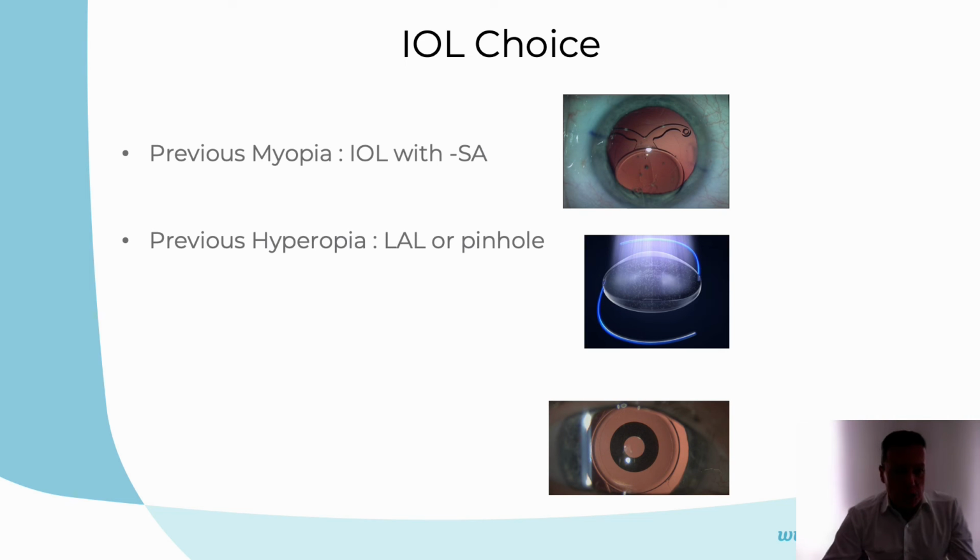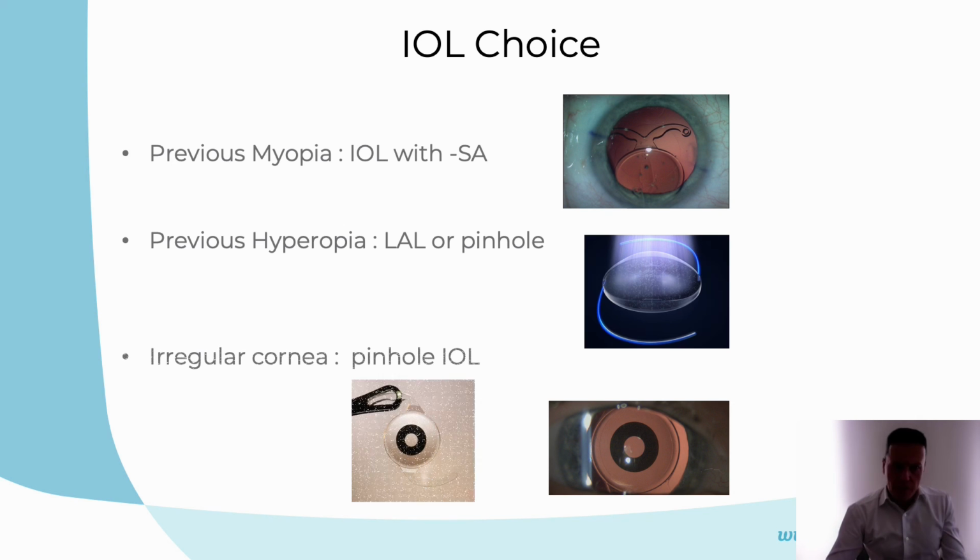Much harder cases are the previous hyperopia cases, because the centration is very crucial in this one. For me, the choices are the light adjustable lens. You can implant them and then induce some positive spherical aberration in these cases to counteract the negative spherical aberration on the cornea. Or when the centration is very good, you can go for a pinhole IOL, like this is an example. These are produced by Morcher and by AcuFocus. And when you have irregular corneas, you only can have one choice, which is the pinhole IOL.